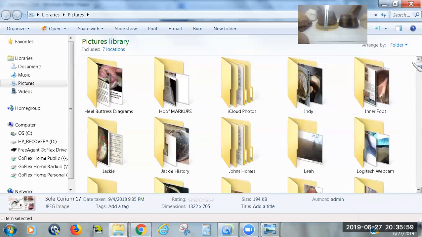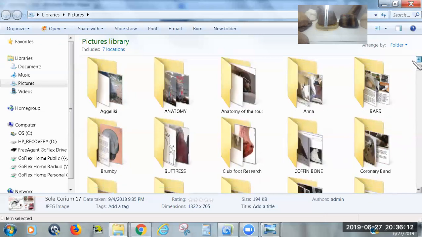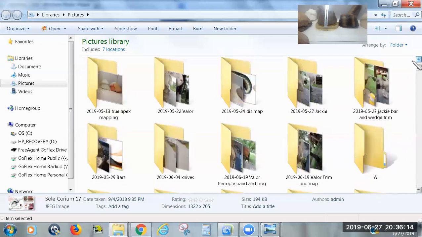Every horse has the same foot on the inside. Might be a different size, might be a little different angle to the front of the wall, might be a little bit different in width, but they have the same foot and they have the same needs for that foot.